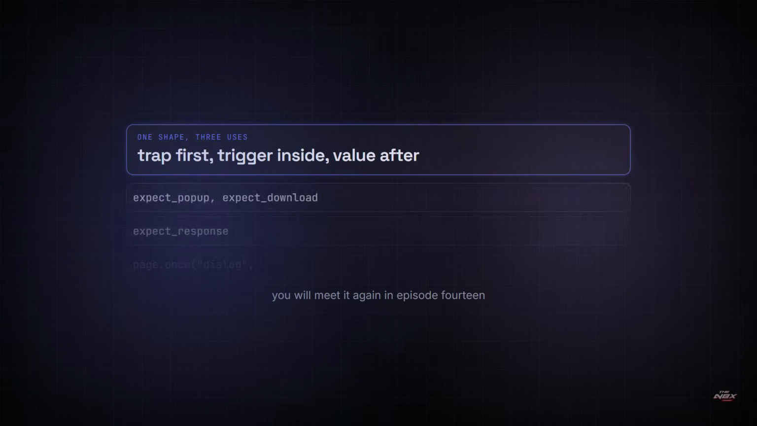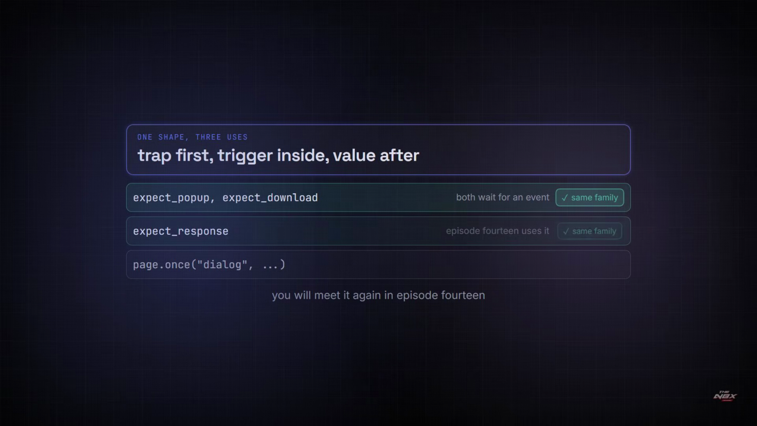And that is a whole family, not a one-off. Pop-ups, downloads, and network replies all use the very same shape. Trap first, trigger inside the block, then read the value after it. Notice that a dialog is the odd one out because that one is a handler.